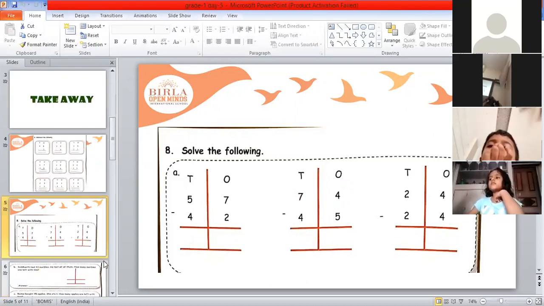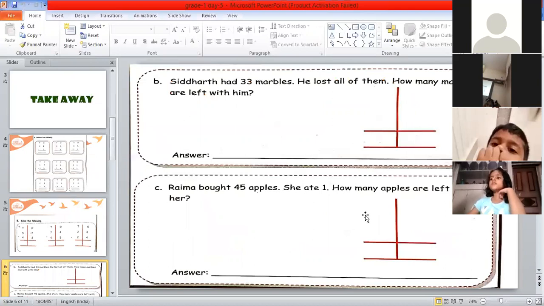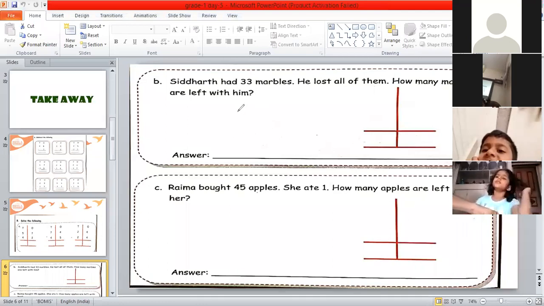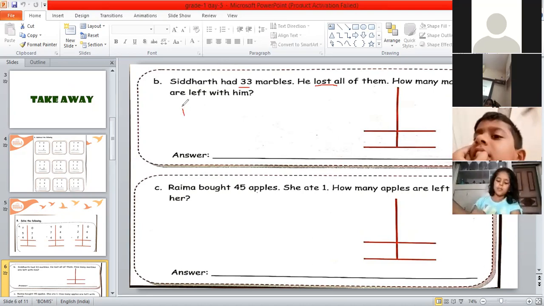Yes, children, now word problems. So I'll be reading your first word problem. Siddharth had 33 marbles. There's one boy, Siddharth. You all have a Siddharth in your class also. So Siddharth had 33 marbles. He lost all of them. He lost his marbles somewhere, and he lost all of his marbles, right? Now they are asking how many marbles are left with him.